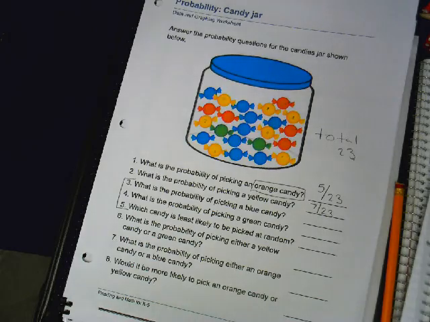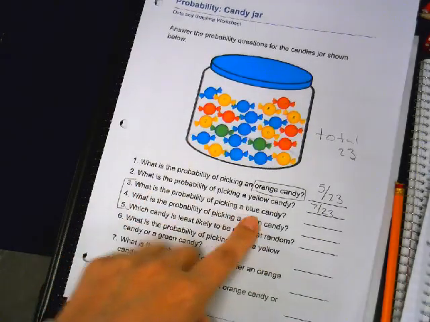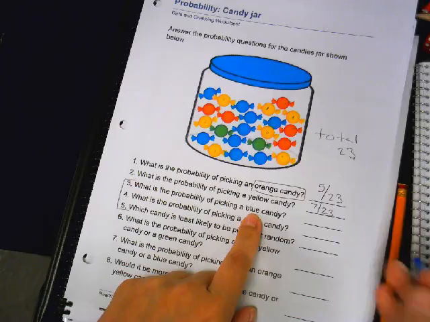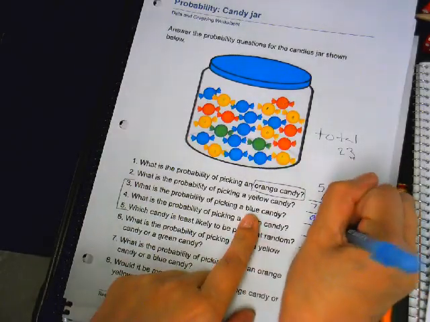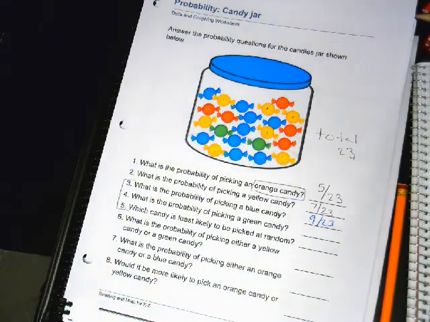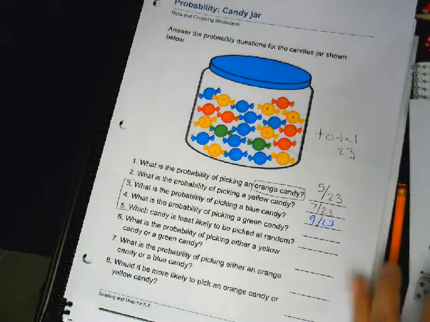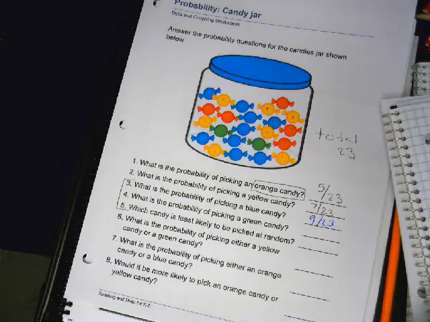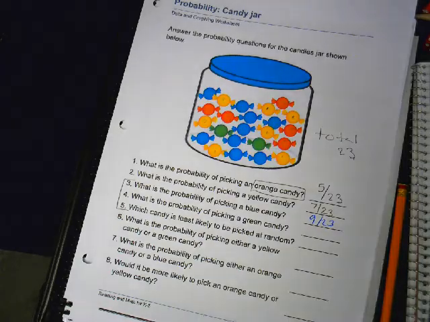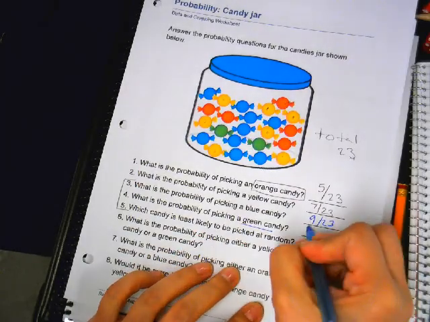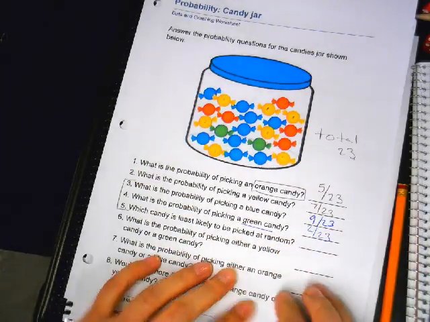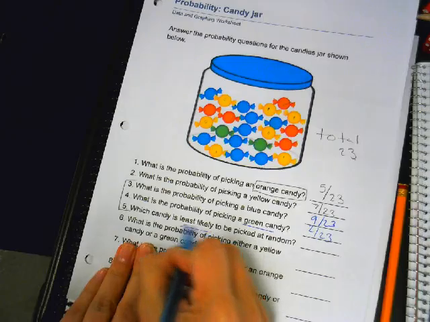All right, Lupita, can you tell me the answer for number 3, probability of blue? 9. Perfect, love it. 9 over 23, thank you very much. Number 4, Chris, can you give me the answer for number 4? Probability of green? Good, thank you. Which candy is least likely?